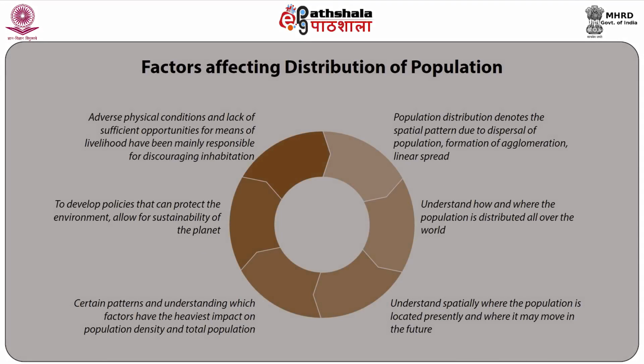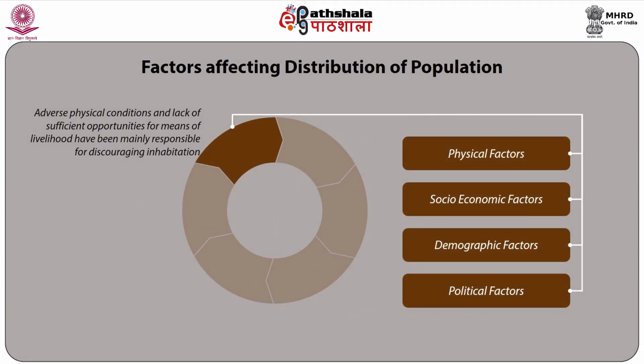Adverse physical conditions and lack of sufficient opportunities for means of livelihood have been mainly responsible for discouraging inhabitation in certain areas. The factors affecting distribution of population may broadly be grouped into physical factors, socio-economic factors, demographic factors, and political factors.